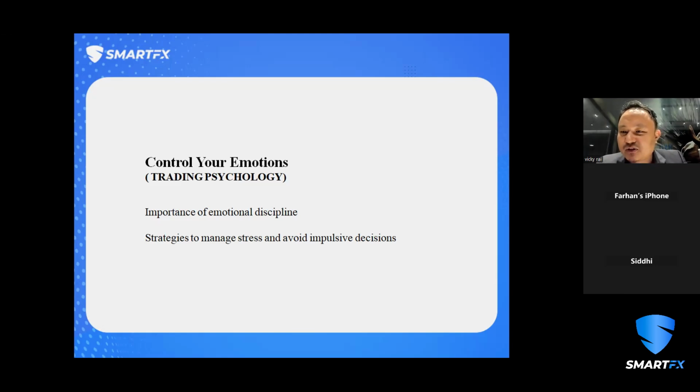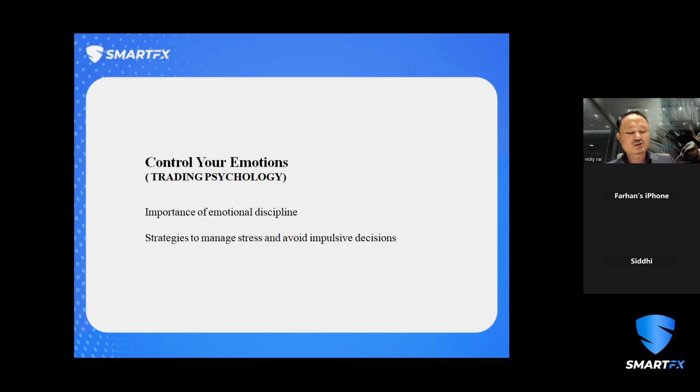If you're good in technical or fundamental and very weak in trading psychology or emotions, you cannot be successful. Even though you're a good analyst, you can predict the market, you can understand any country's economic health, it doesn't matter if you don't control your emotions. Trading psychology is very, very important, like understanding your fear, your FOMO, your greed, right?